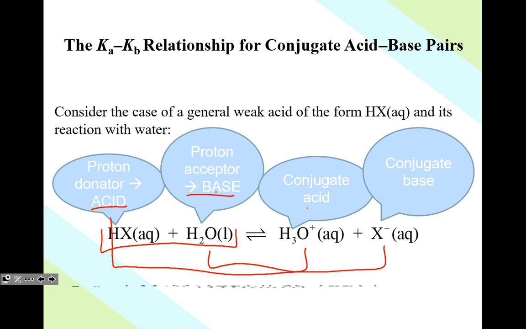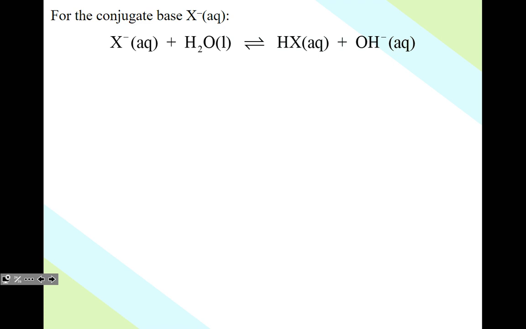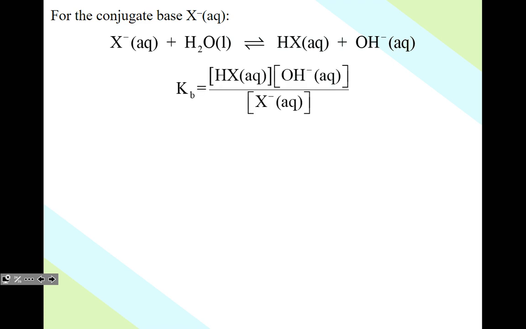This is nothing new. And this is also telling us that the Ka is equal to your products over your reactants, an ionized form of your acid over your reactant, which is going to be your acid. So for the conjugate base, X negative plus water is going to give you your HX plus your hydroxide.